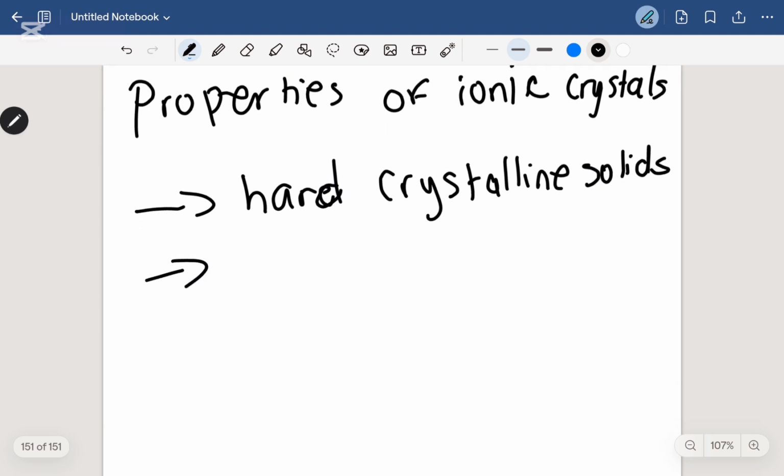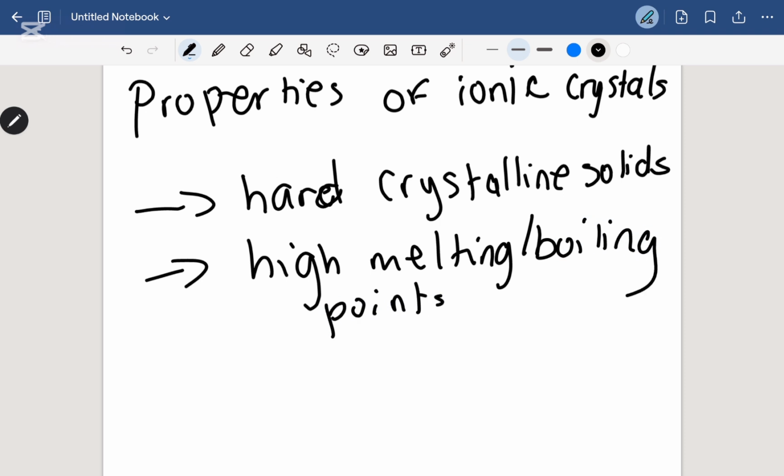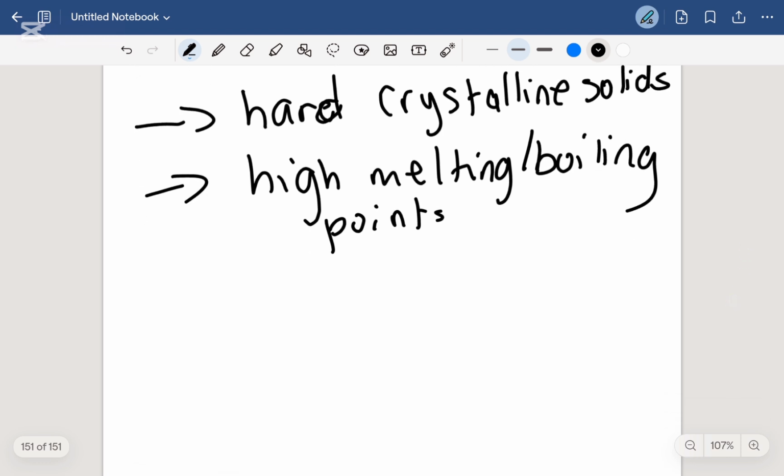Then we have that ionic crystals have high melting or boiling points. If they ask you why they have high melting and boiling points, again, it is due to the strong ionic bonds, or the strong forces of attraction, because the ions of opposite charge are sitting next to each other. So they will have strong ionic bonding, and due to it, a strong electrostatic force. And the stronger the force, the higher the melting point, because when you are melting or boiling, you are basically breaking the bonds, and you need a higher amount of energy to break them.